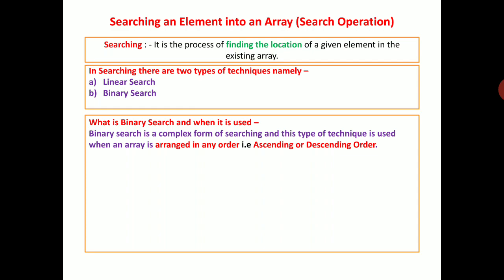As we are well aware, searching is the process of finding the location of a given element in an existing array. In searching we have two types of techniques. The first one is linear search and the second one is binary search. Let us see what binary search is. We will concentrate on the screen.